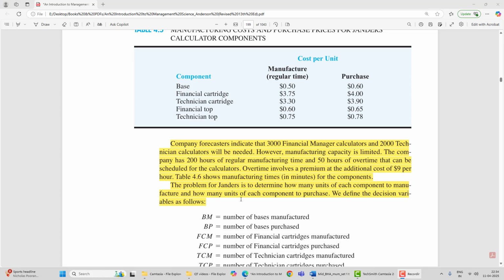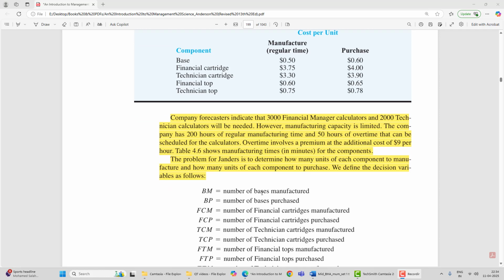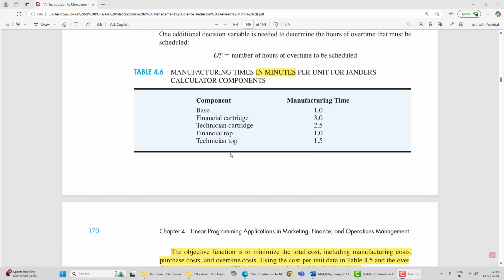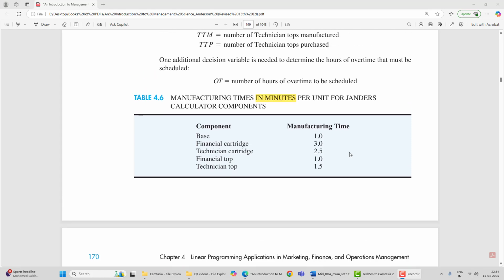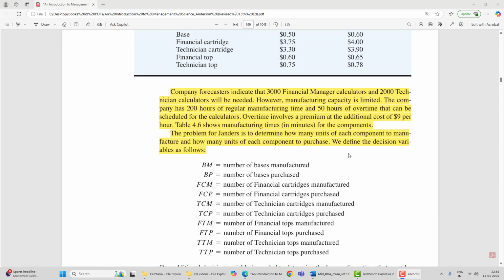Right? So there is another table which gives you the time required per unit, the manufacturing times in minutes per unit of these calculators. So if it is a base, then 1 minute per base, financial cartridge 3 minutes, technician cartridge 2.5 minutes, then financial top 1 minute, and technician top 1.5 minutes per top, right? So basically these are the manufacturing time requirements.